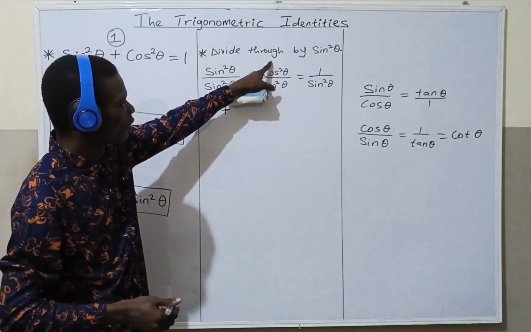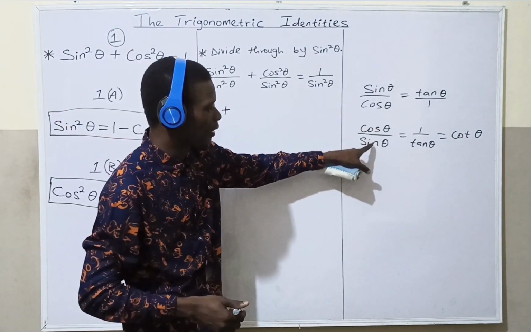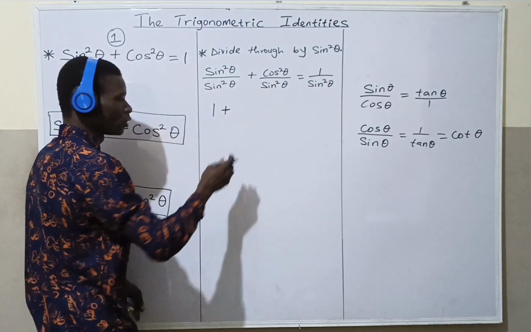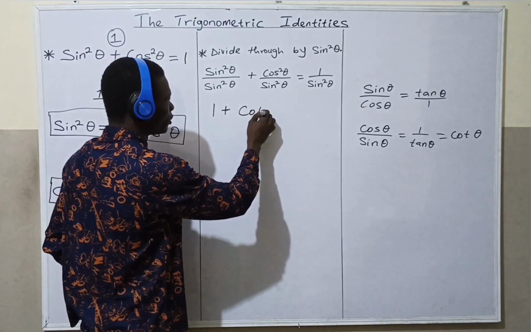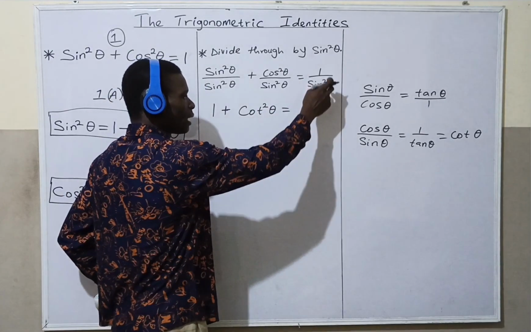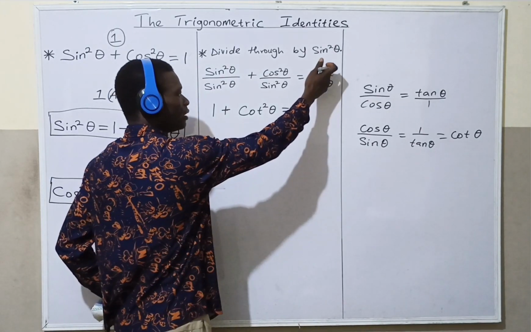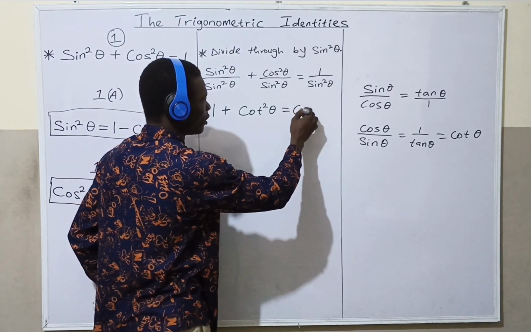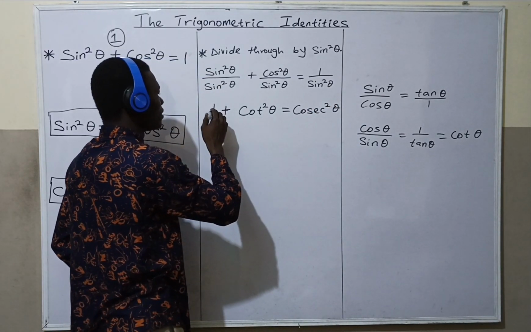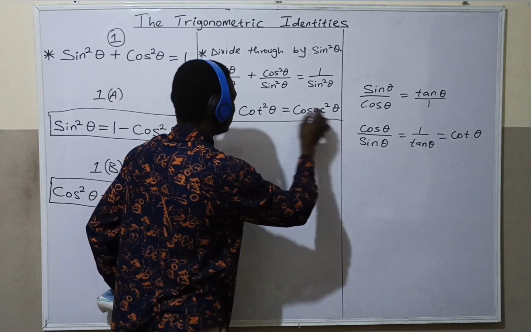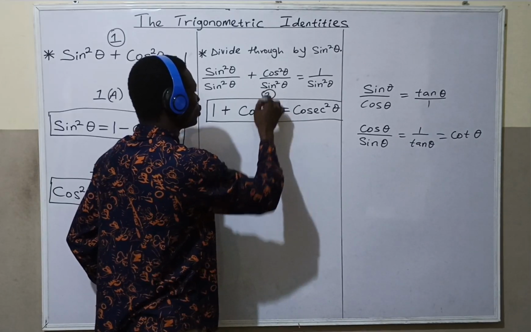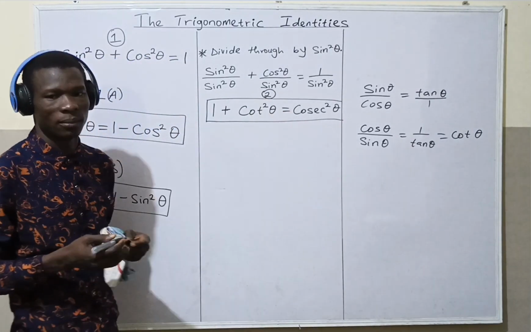Okay, so now we're having cos² theta over sin² theta. When we have cos theta over sin theta, it is cot theta. Now it is cos² theta over sin² theta, so of course that's going to be cot² theta. And that's going to be equal to, the reciprocal of sin theta is cosec theta, so definitely the reciprocal of sin² theta is going to be cosec² theta, and this is going to be our identity number 2. That's the identity number 2.